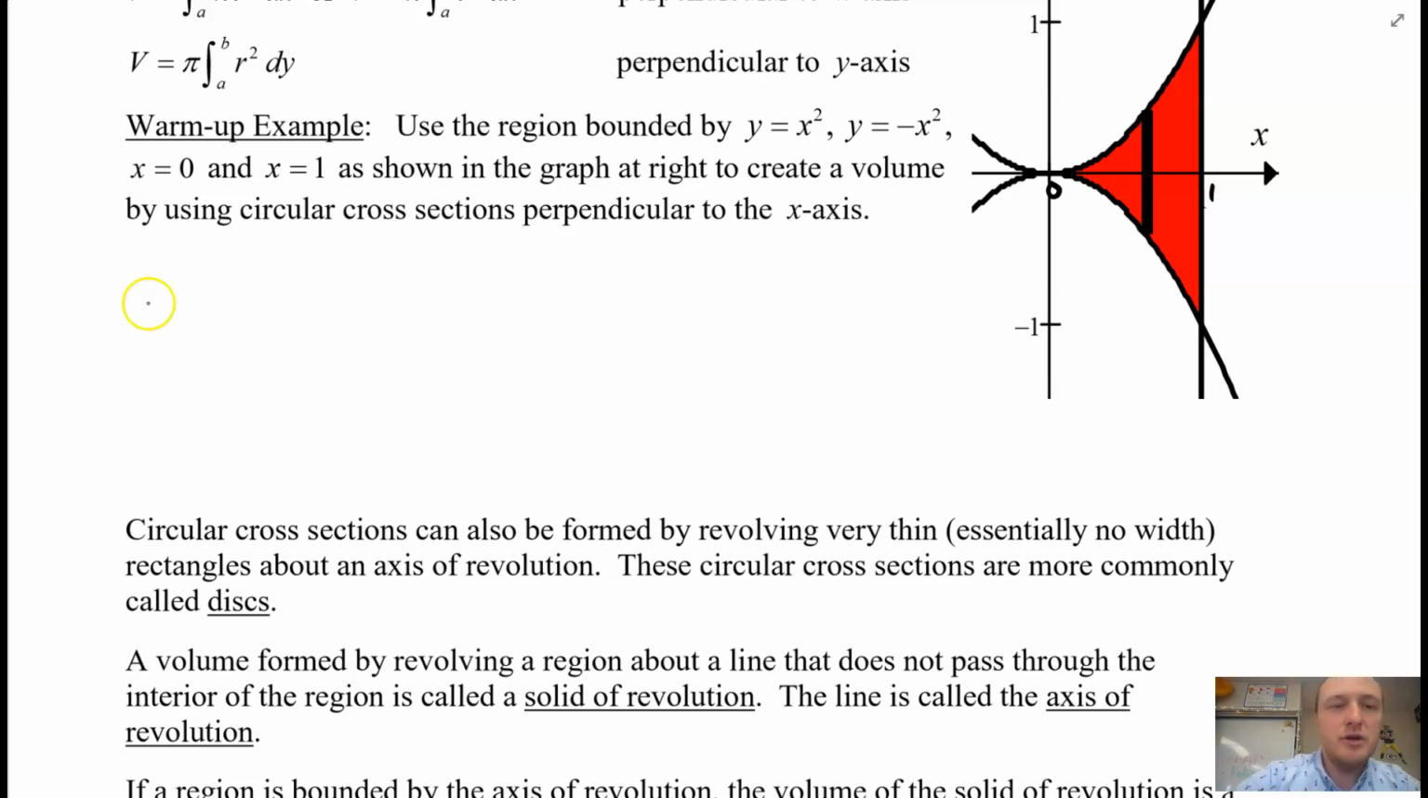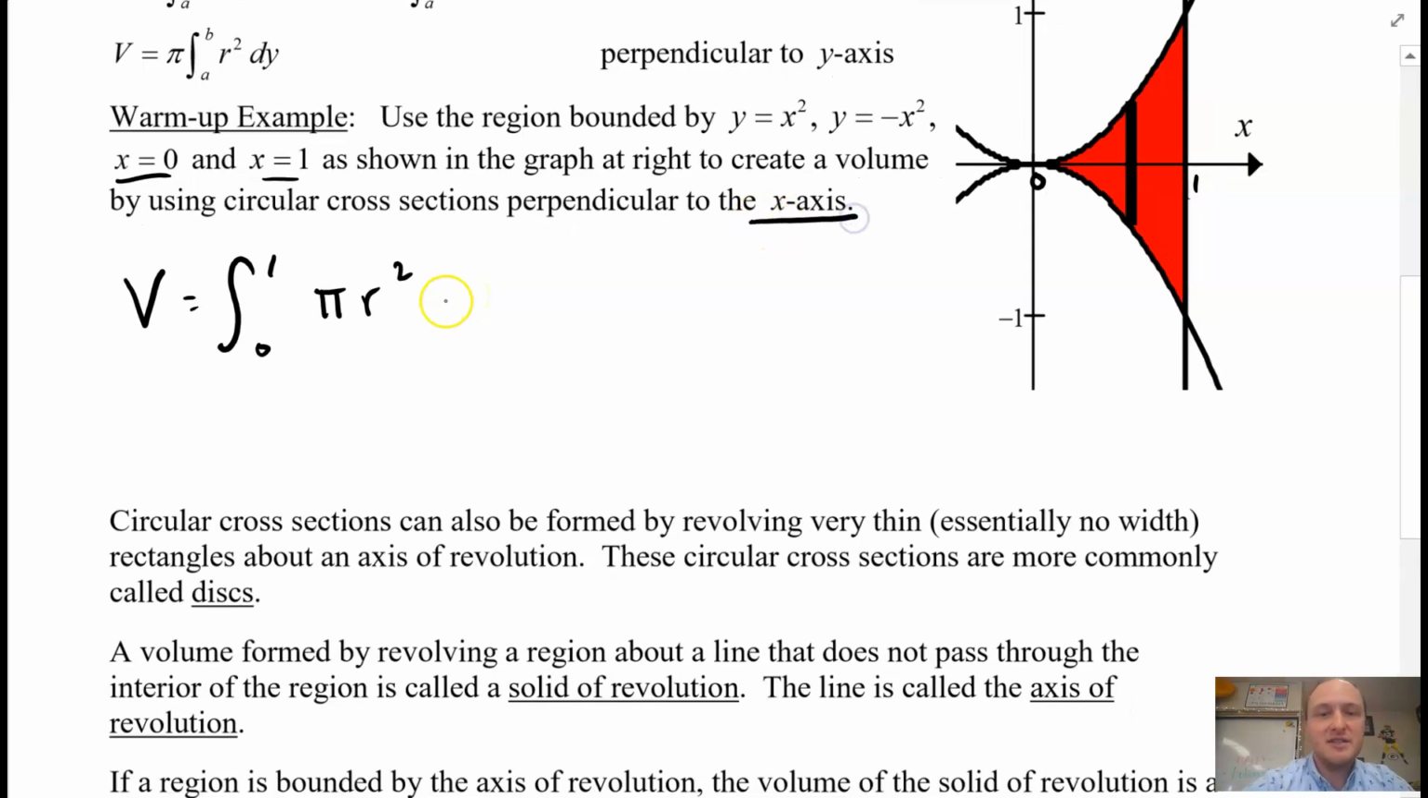When they want volume, well, volume is equal to the integral from our bounds. So we know our bounds are 0 to 1, and I know I have a circular cross-section. The formula for a circular cross-section is pi r squared, and when they say perpendicular to the x-axis, that tells me it's dx. So I just have to ask myself, if this is my circular cross-section right here, what is the radius of that circle? That would be just half of it.